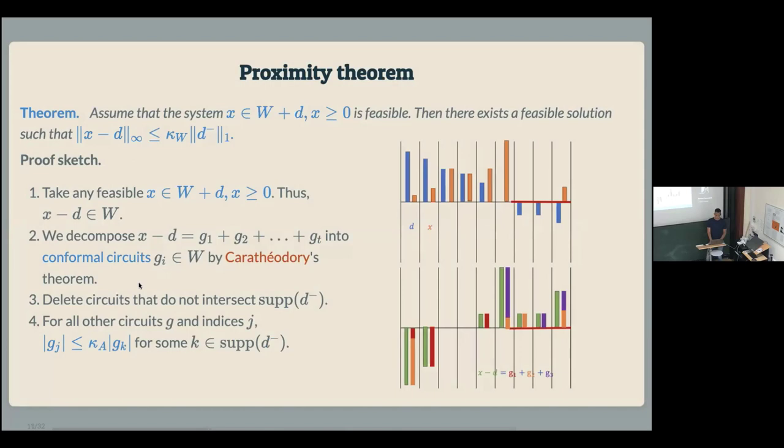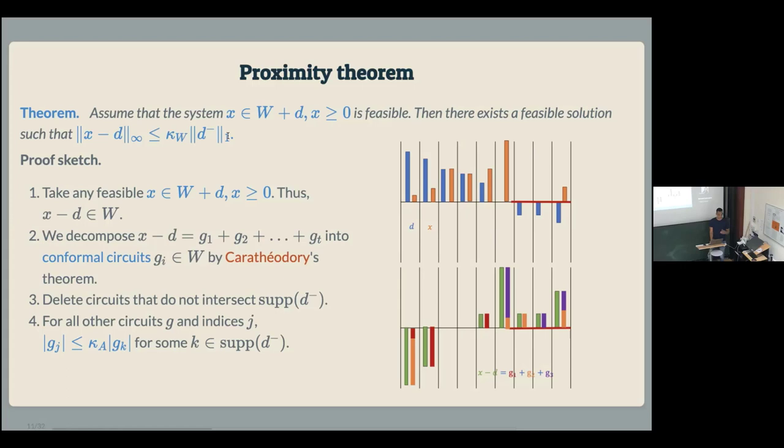Okay. Now, what is our central proximity theorem that allows you to turn an approximate solver into an exact solver? It is that if you have a feasible primal system, then whatever D has a negative component, there is a feasible solution that is only proportionally to your condition number away from your initial vector D. In particular, if D is feasible, this is a trivial statement, then you pick x to be D. But in general, it tells you that if you have a vector that has small negativity, then there's a feasible solution that is not too far away.